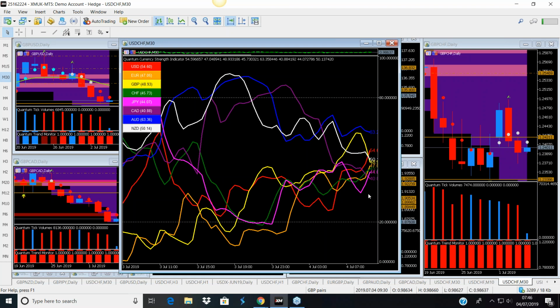Now, that's the first step, if you like. That gives us an overview of what has happened, what is happening at the moment, and the probability of what is going to happen next. This is a 30-minute chart, so I'm looking ahead 30 minutes and the next few hours.